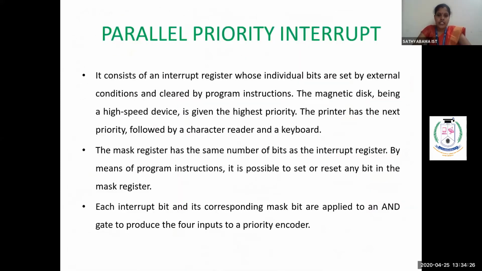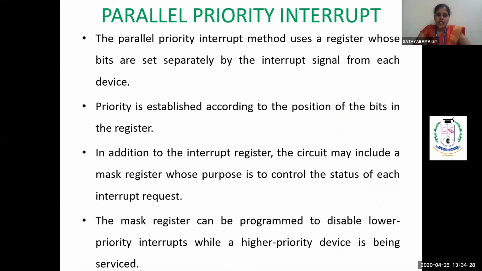The parallel priority method uses a register with bits separated by the interrupt signal from each device. The priority is established according to the position of the bits in the register. In addition to the interrupt register, the circuit may include a mask register, whose purpose is to control the status of each interrupt request. The mask register can be programmed to disable lower priority interrupts while a higher priority device is being serviced.